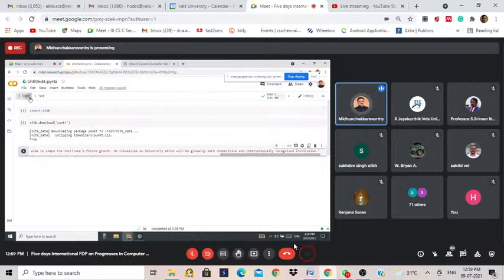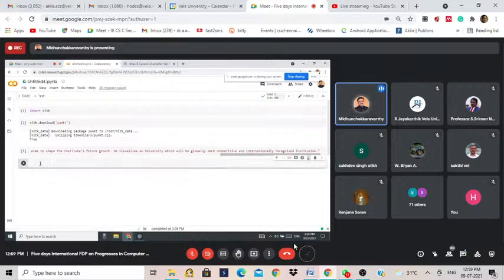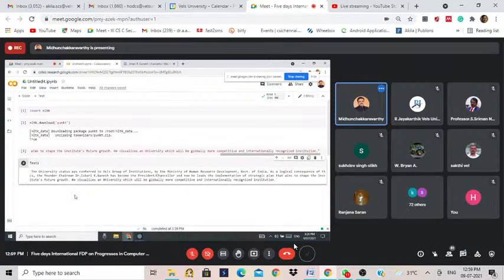Let us try whether it is working. So I just type text and run. Oh, I think text1 is the name. Text1, yeah. Text1 was the variable I have created. So I'm just running. So this is the text which we have copied from here.